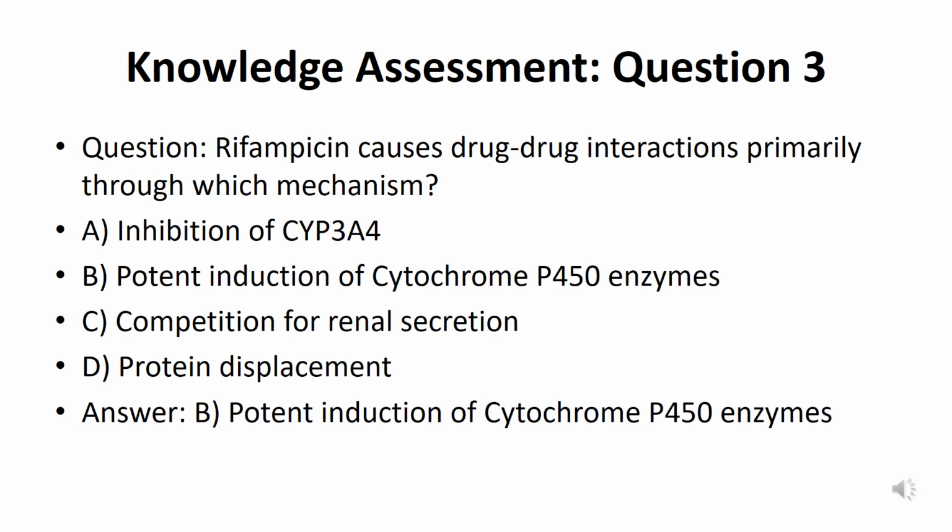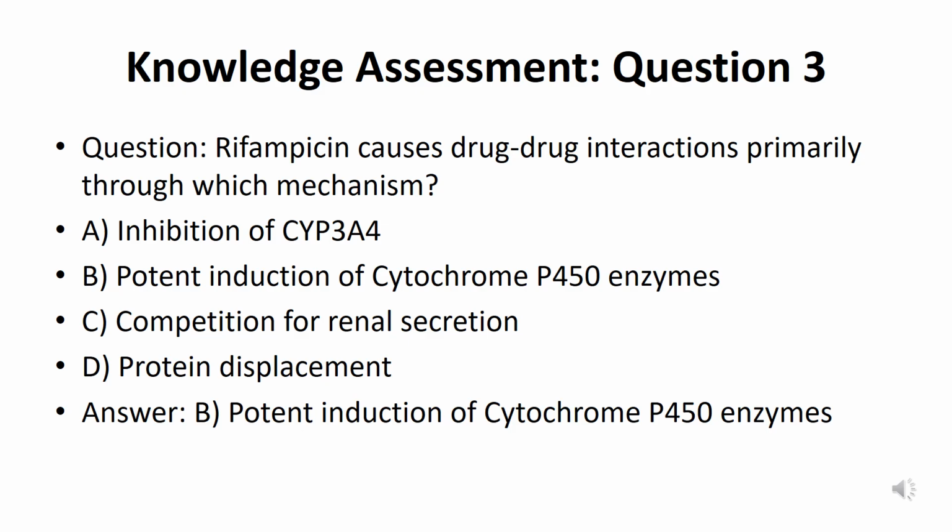Let's test another high-yield pharmacology concept with a quick knowledge assessment. Here's the question. Rifampicin causes drug-drug interactions primarily through which mechanism? Is it A, inhibition of CYP3A4, B, potent induction of cytochrome P450 enzymes, C, competition for renal secretion, or D, protein displacement? Take a moment to choose your answer. The correct answer is B, potent induction of cytochrome P450 enzymes.